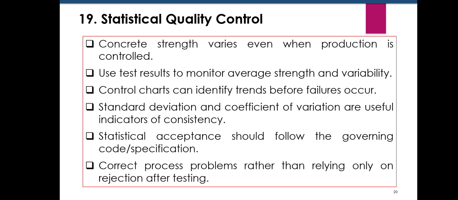The next important topic is statistical quality control. Concrete strength naturally shows some variation even when production is carefully controlled. We should not look at only one test result. Test results can be used to monitor average strength and variability. Control charts can help identify trends before they become serious problems. Standard deviation and coefficient of variation are useful indicators of consistency. Acceptance should always follow the governing code or project specification. The purpose of statistical quality control is not simply to reject concrete after failure. More importantly, it helps us identify process problems early and correct them.